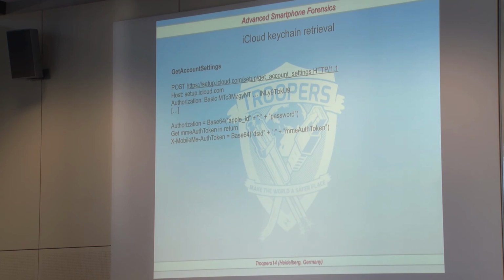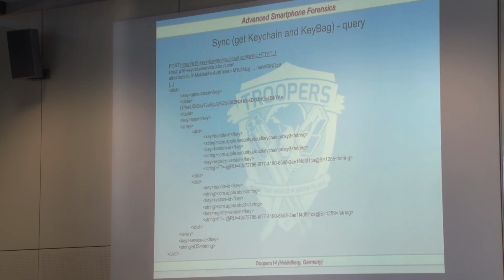To get the keychain, first we have to send the get account settings command using the Apple ID and password, and as always we get the authentication token in return. It's quite similar in all the Apple components, from backups to iCloud files, and also the Find My Phone service, and about the same for iCloud Keychain. Then we have to send a sync command to get the keychain itself and keybag. At this step, we don't need the security code or the code sent to the trusted device or whatever else. We always can get the keychain and the keybag, but of course all that is encrypted.